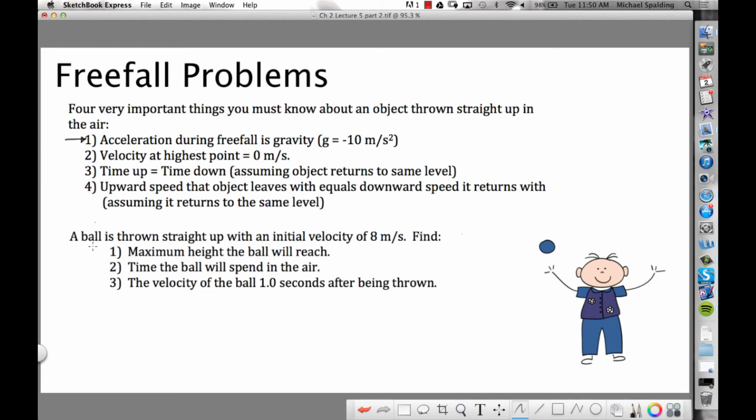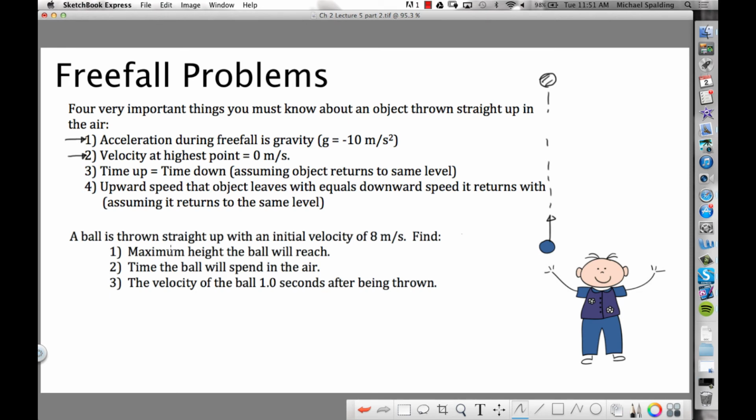Second thing, the velocity at the highest point is equal to 0. If you think about it, this has to be true. If you take an object and you throw it up in the air, it goes up, up, up, and there has to be a point where it stops for a split second. It's the point where the velocity changes from up to down. So just for a fraction of a second, it stops. The velocity goes to 0.